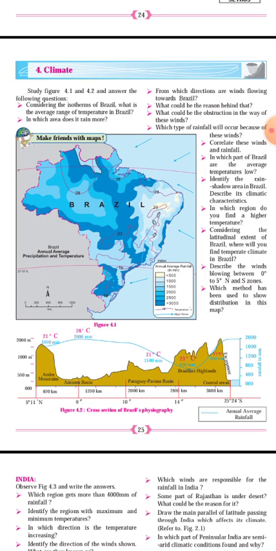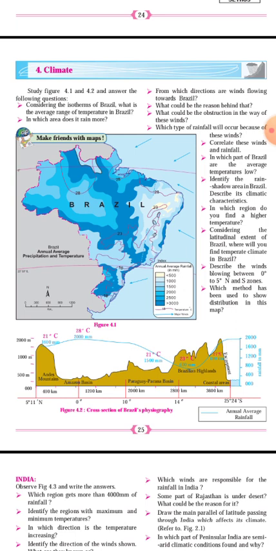Today, we are going to start your geography lesson number 4, that is climate. Children, this year I told you already that we are supposed to make a comparative study of India and Brazil. So in this lesson also, we are going to compare climatic conditions of both countries, that is India and Brazil.